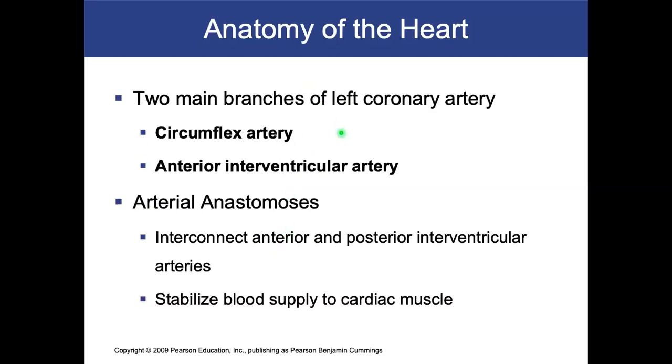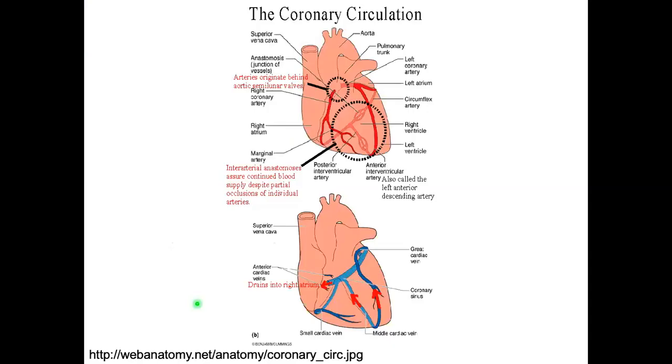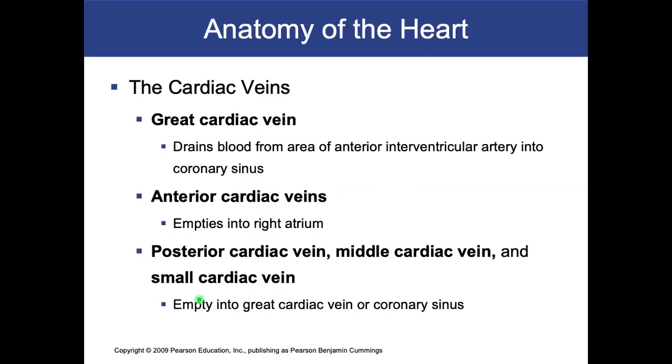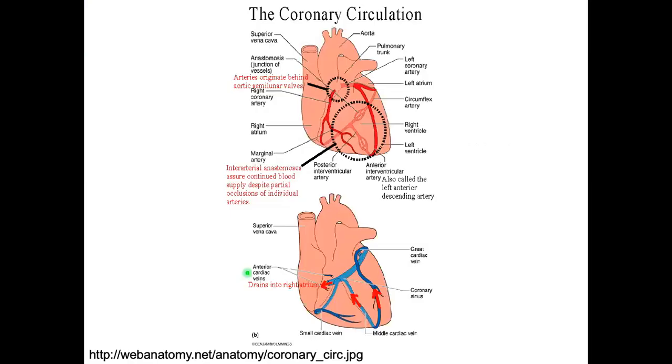Two main branches of left coronary artery: circumflex artery and anterior interventricular artery. Anastomosis interconnects anterior and posterior interventricular arteries, stabilizing blood supply to cardiac muscles. Okay, the cardiac veins, there's a great cardiac vein, right? Anterior cardiac vein and posterior cardiac vein, and middle and small. Here are your cardiac veins, right? And they're going to drain into your right atrium.